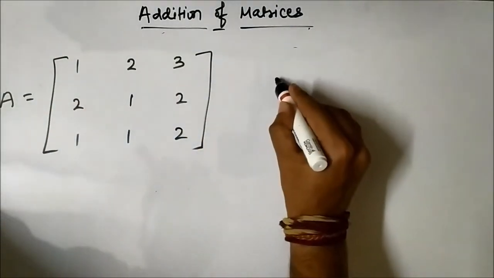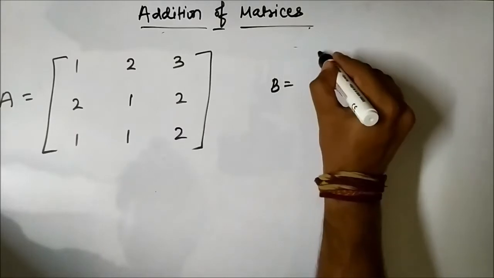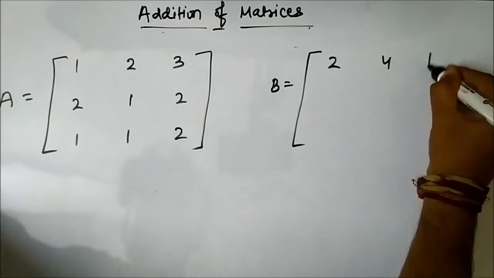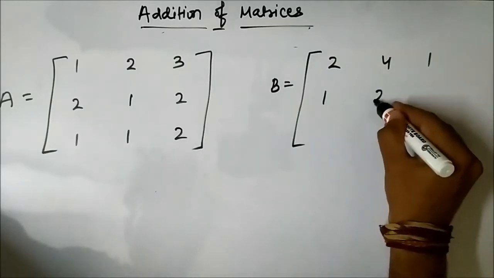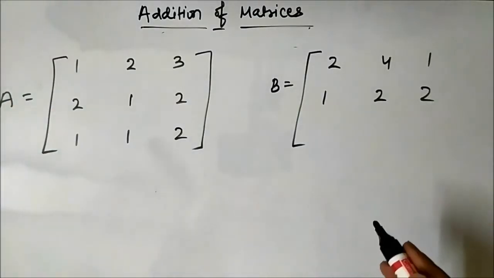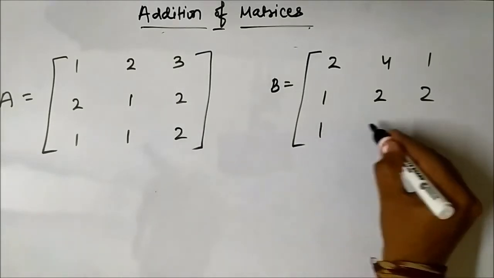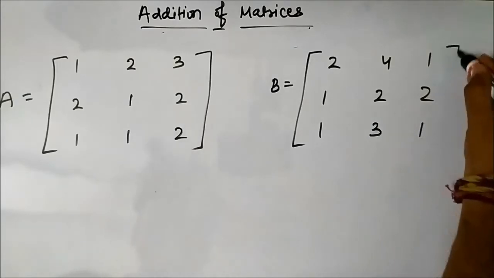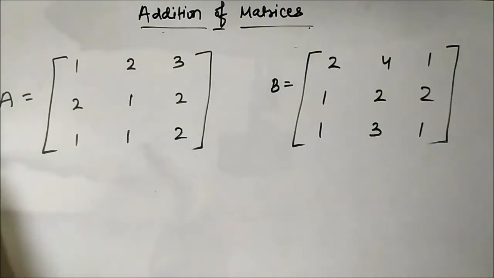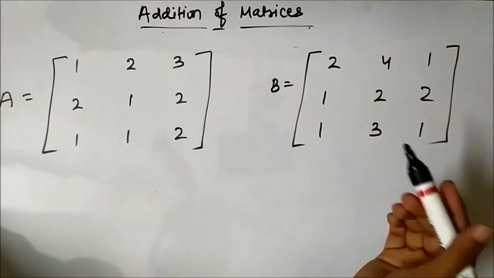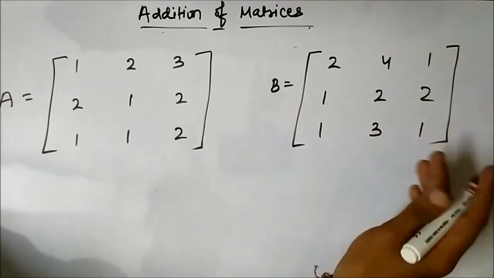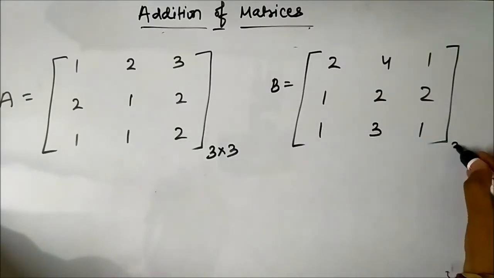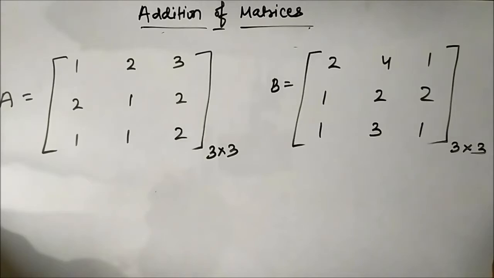and another matrix, let's say B, is equal to 2 4 1 1 2 2 and 1 3 1. Okay, these two matrices. Now they are eligible for addition because they have the same number of rows and columns. Okay, this is a 3 cross 3 matrix and this is also a 3 cross 3 matrix.